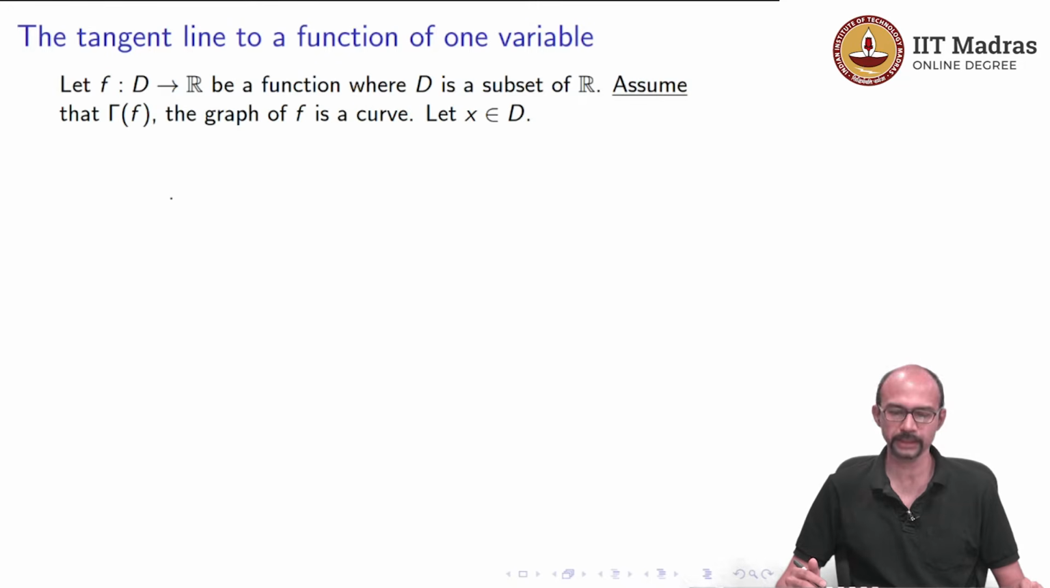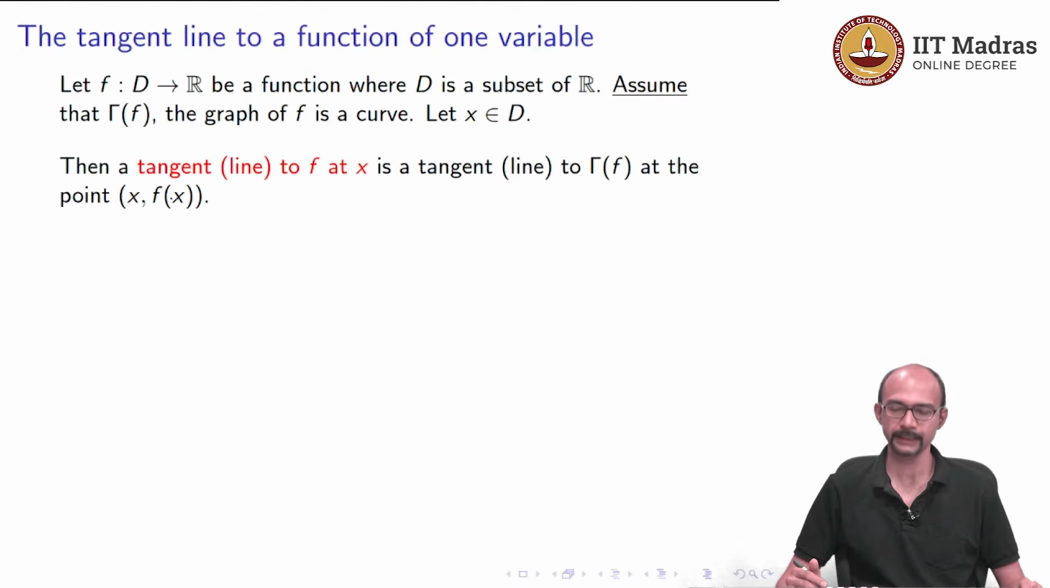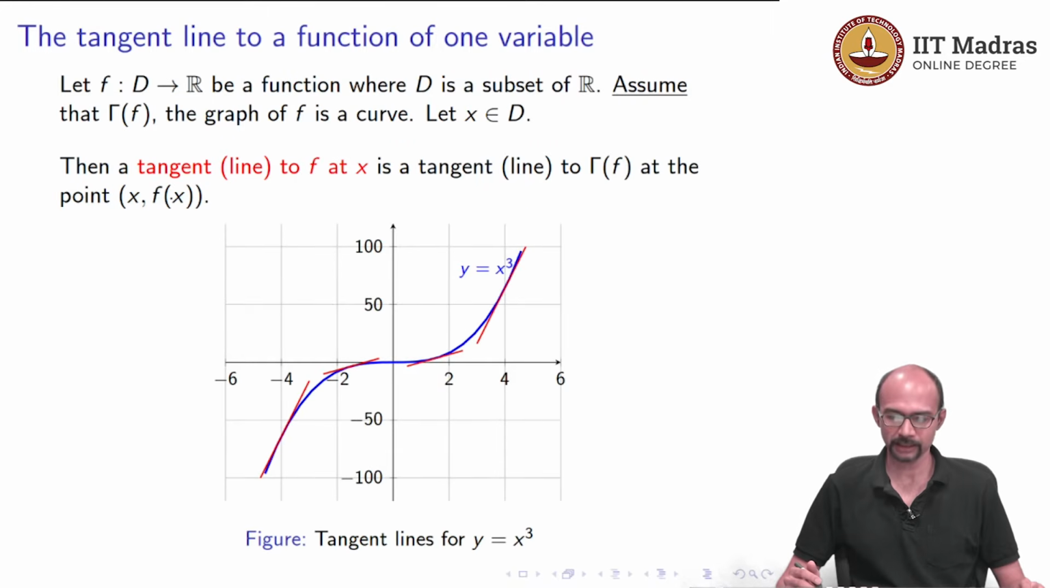If we assume that the graph is a curve and we take a point x in this domain D, then the tangent line to f at that point x is the tangent to the graph of that function f at the point x comma f of x. This was our definition, and just as an example, here is the function f of x is x cubed, and you can see these tangent lines.